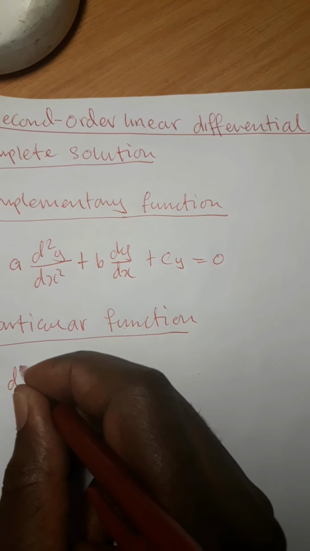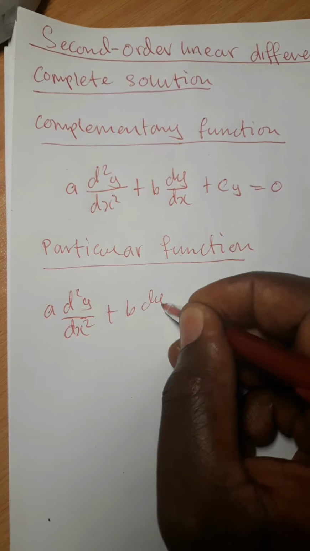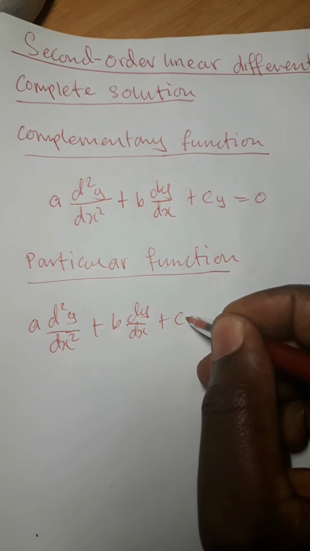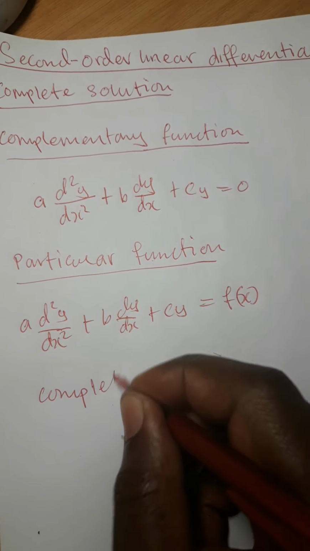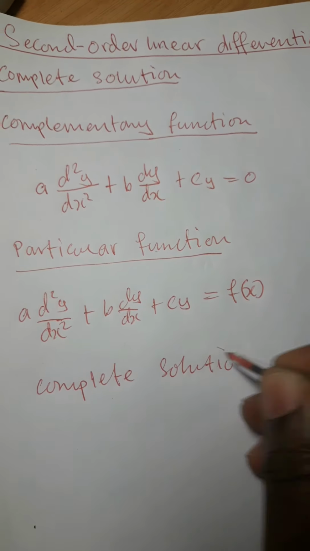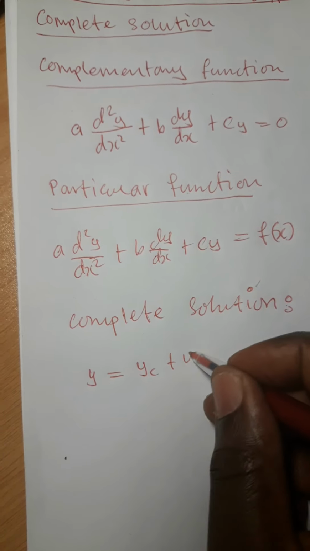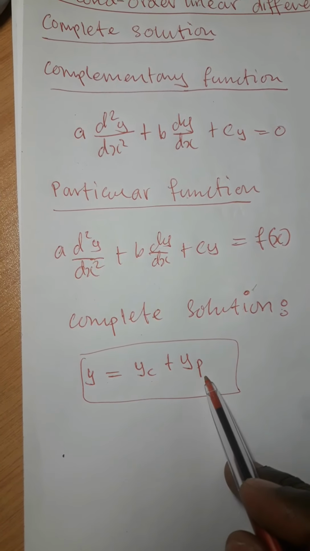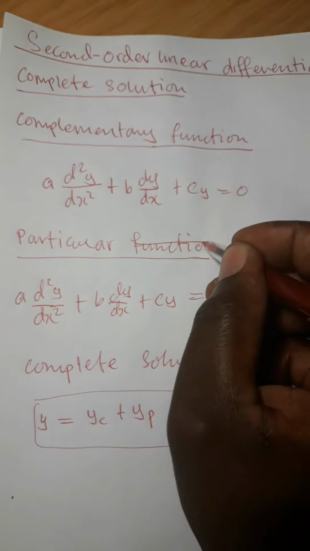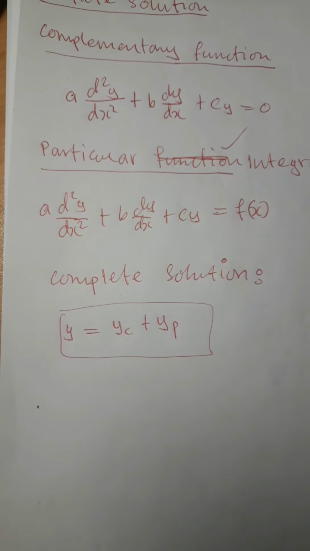So you have something like a d square y all over dx square plus b dy all over dx plus cy equals f of x. In order to get the complete solution, it is given as y equals yc plus yp, where yc stands for the complementary function and yp the particular integral. You can also call it the particular function, but it's a particular integral.